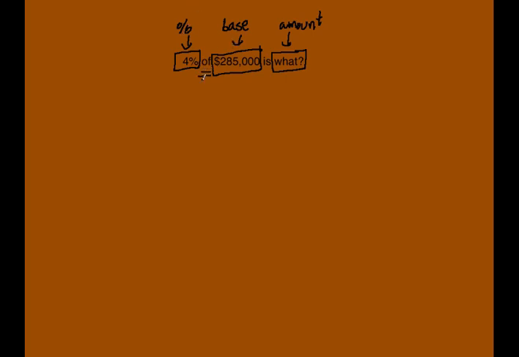One thing I want you to know is the keyword "of" always stands for multiplication. And the keyword "is", in most problems, means an equal sign. So when they're saying 4% of, which means multiplication, this amount, which is 285,000, is, which is the equal sign, what, which you don't know, and that's what you're looking for. So in order for you to find the amount, 4% of 285,000 is what, all you have to do is take 4% and multiply it with 285,000.